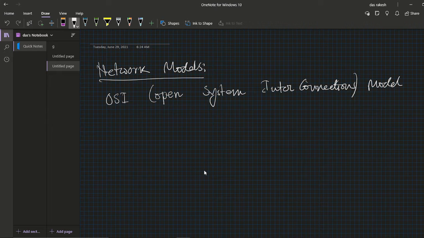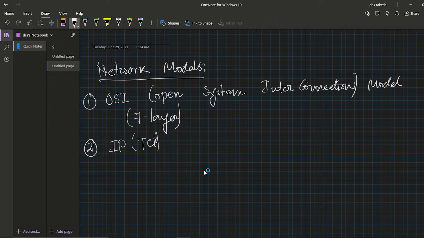The OSI model is a 7-layer network structure. This OSI model represents a 7-layer structure. In a later video we will discuss that. And number 2, the most important, is known as the Internet model or IP layer, also known as Transfer Control Protocol, TCP/IP. There are 5 layers here. So these two are very important for the network models.